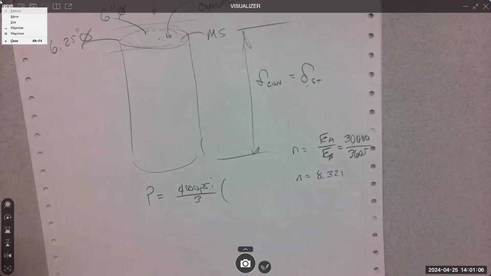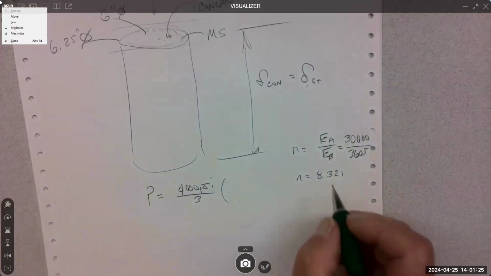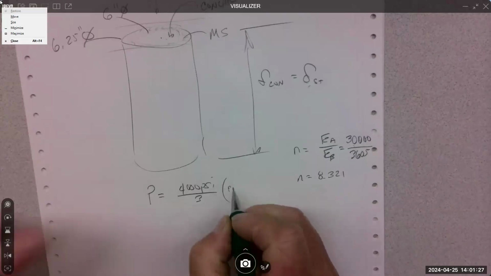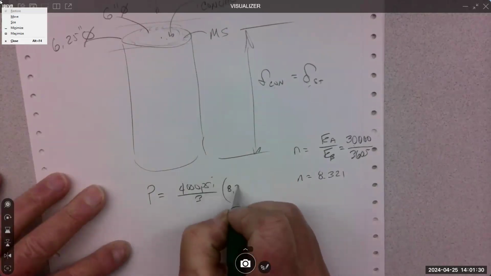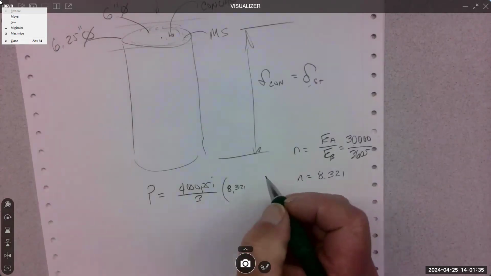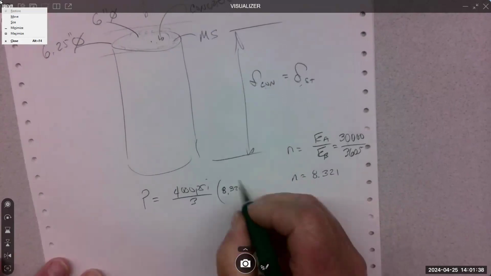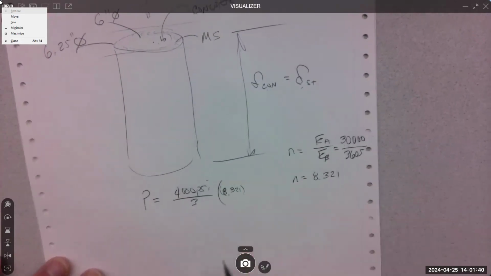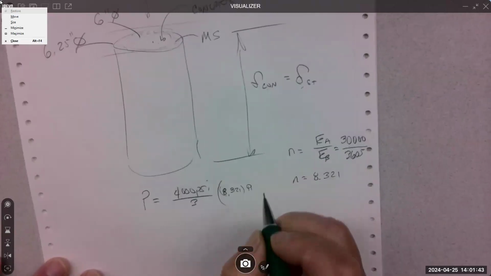What's the rest of this formula? Gotta find it again now. Area A plus area B. It's on page 228. Yeah, I'm just using it right out of the chapter. So it's that modular ratio 8.321 times area of A, which we already know, we calculated that once, but we can write it again. Area A is the area of the steel.